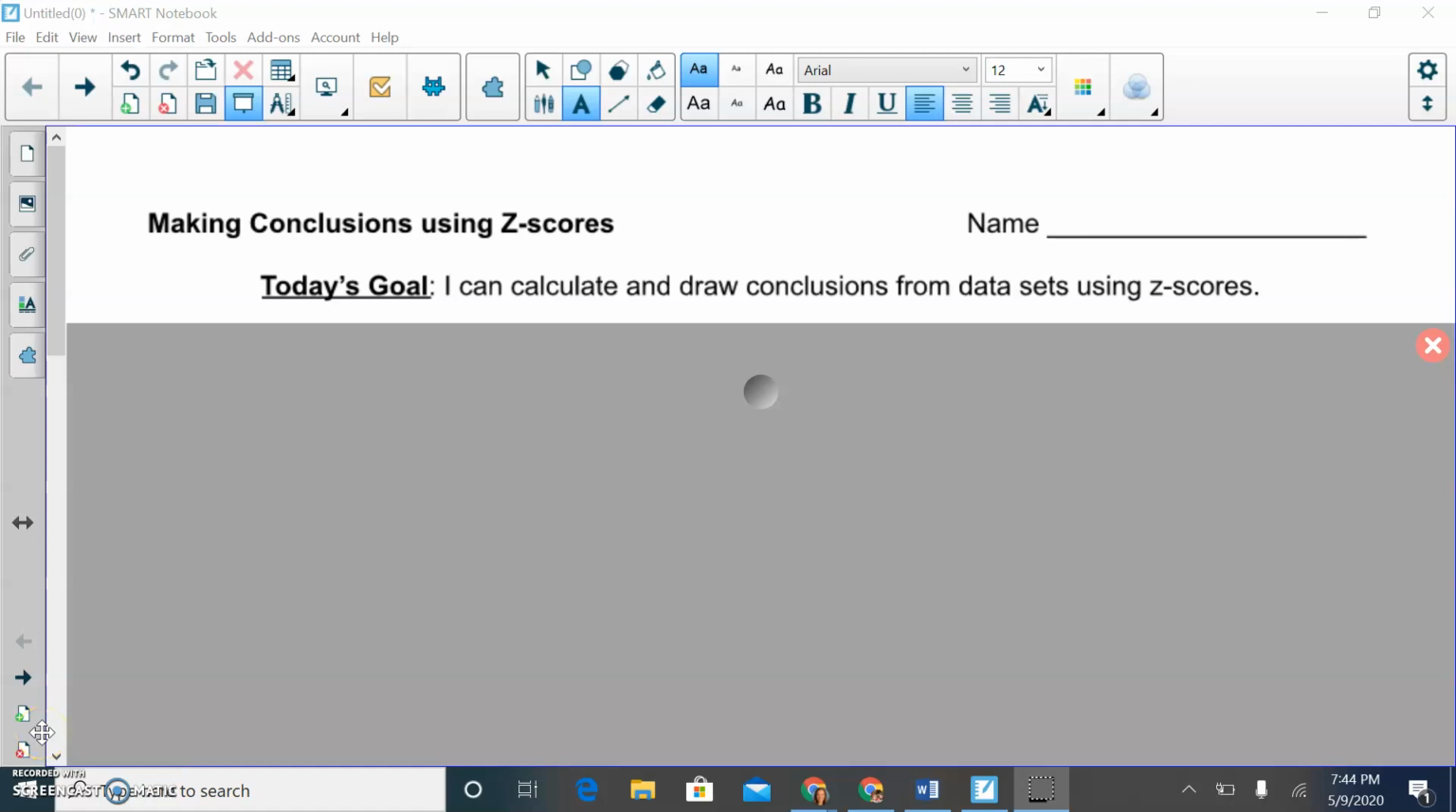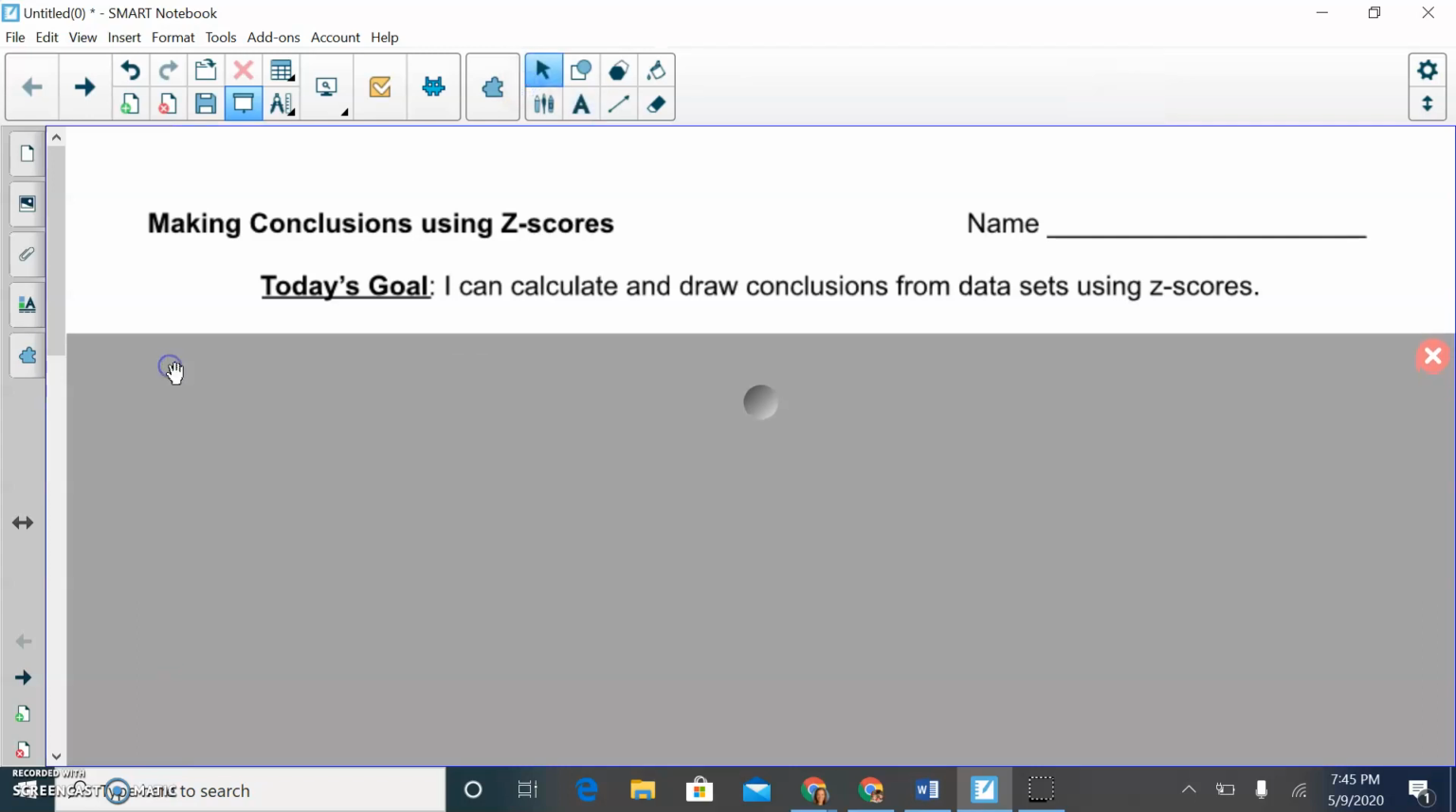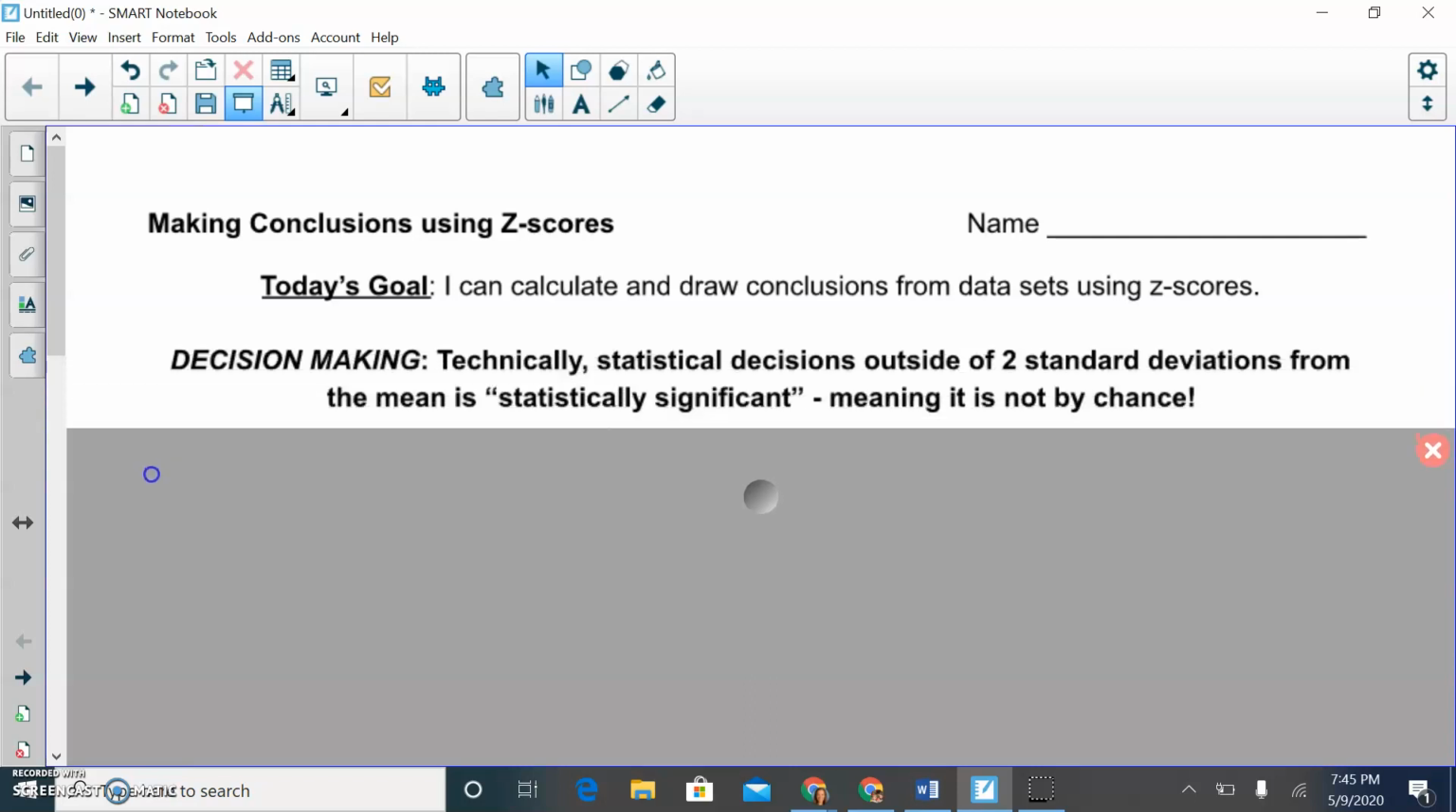You just got done deciding if things seem statistically significant or just weird to have happened by chance. So now we're going to do this with z-scores and seeing if the numbers are telling us the same thing. In this class, we just get a basic introduction to how we're going to do this. We are going to decide if something is statistically significant by using a z-score, and this is when it is outside two standard deviations from the mean.